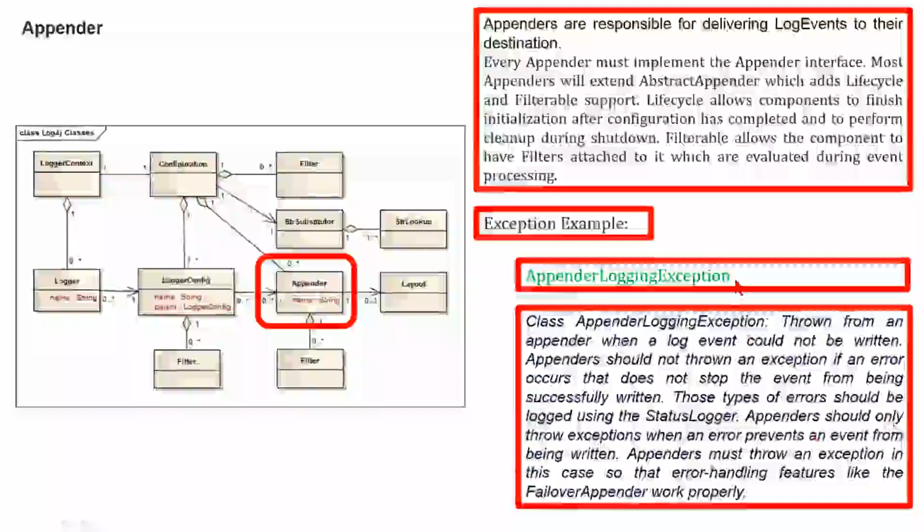As an example, we can consider AppenderLoggingException, the class thrown from an appender when a log event could not be written. An appender should not throw an exception if an error occurs that does not stop the event from being successfully written. Those types of errors should be logged using the status logger. Appenders should only throw exceptions when an error prevents an event from being written. Appenders must throw an exception in this case so that error handling features like the failover appender work properly.